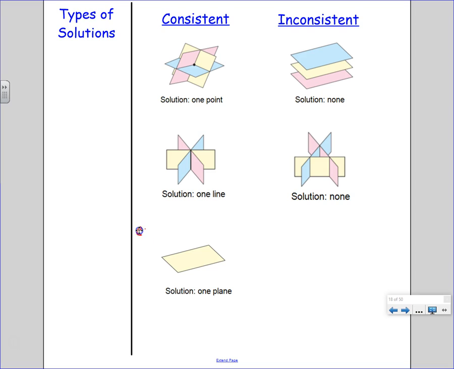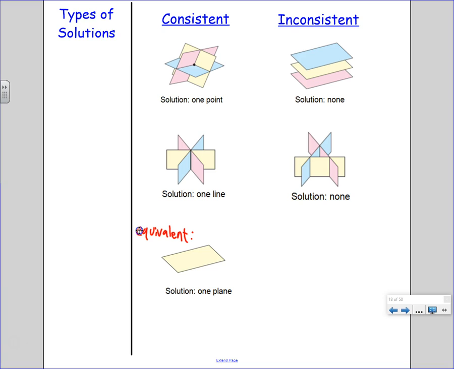First of all, this one I would call equivalent. Why am I calling this equivalent? It's one plane, but do you see how there should be three? Yeah. What does that mean? They're all the same. They're all the same plane.